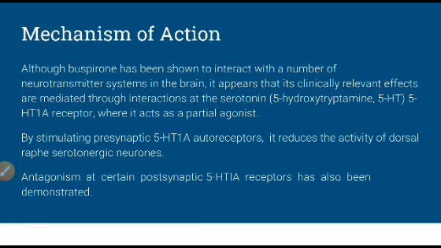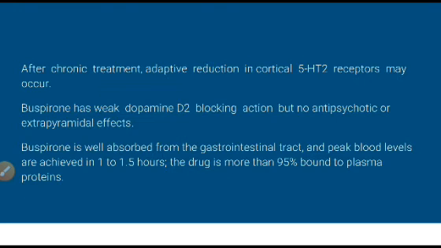So like that it acts on the 5-HT1A autoreceptor and reduces the activity of dorsal raphe serotonergic neurons. This is the mechanism of buspirone. After chronic treatment, adaptive reduction in cortical 5-HT2 receptors may occur. Buspirone has weak dopamine D2 blocking action but no antipsychotic or extrapyramidal effect.